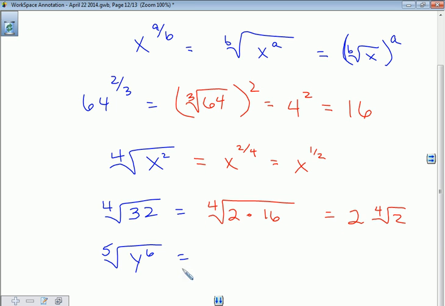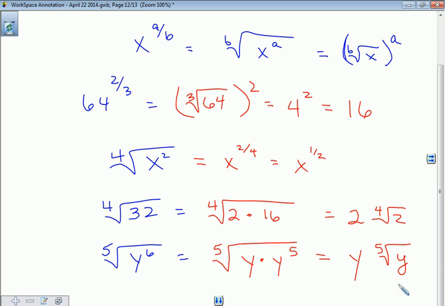Okay, now this one. This is actually what I think you'll see, like the 5th root of y to the 6th. So we can think of this as the 5th root of y times y to the 5th. Isn't that the same as y to the 6th? Yes. Well, now we can see clearly the 5th root of y to the 5th is just y, and that leaves a 5th root of y under.